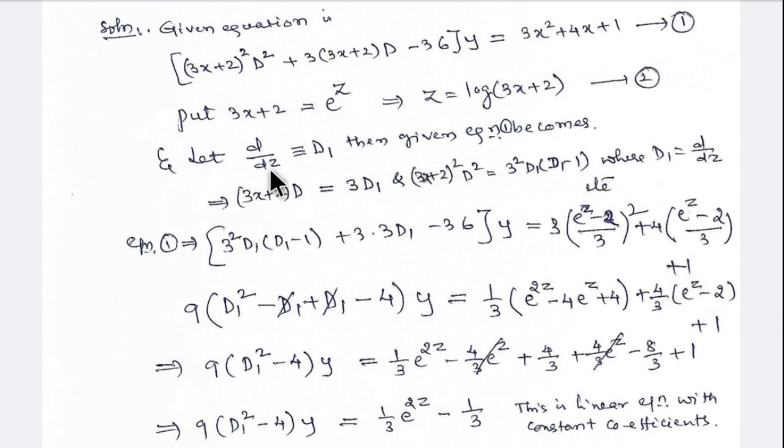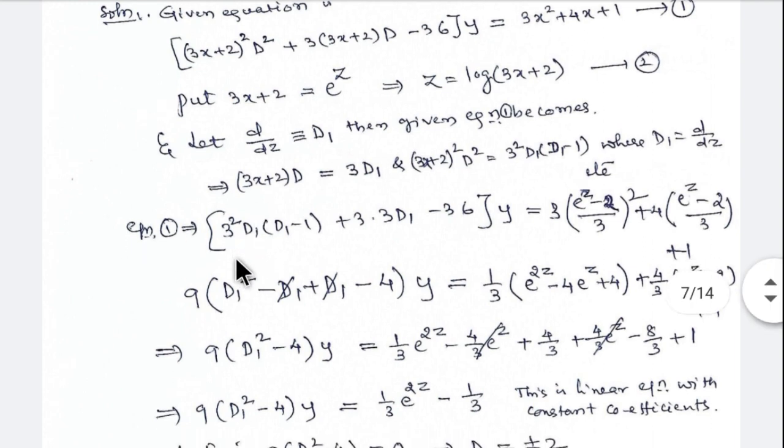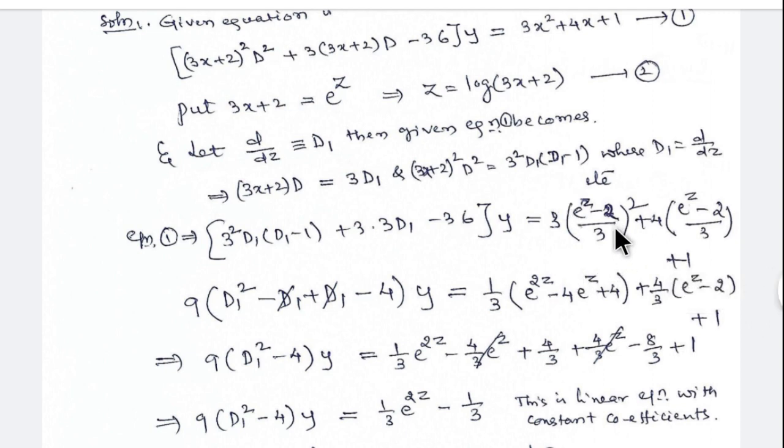With this transformation, equation 1 takes the form: in the place of (3x plus 2) whole square into D square, 3 square into D1 (D1 minus 1), plus 3 into (3x plus 2) into D is replaced by 3 into D1, minus 36, into y, equal to, on the RHS, x is replaced by, from this you find the x value. So x equal to (e raised to z minus 2) divided by 3. Wherever x, you write (e raised to z minus 2) divided by 3, whole square here, because 3x square is 3 into x square, plus 4x, 4 into (e raised to z minus 2) divided by 3, plus 1, as it is you write.